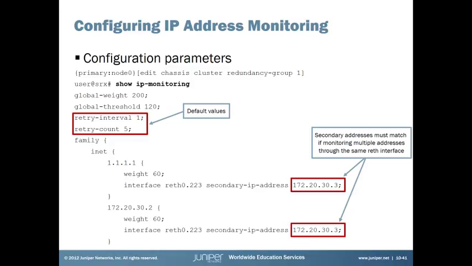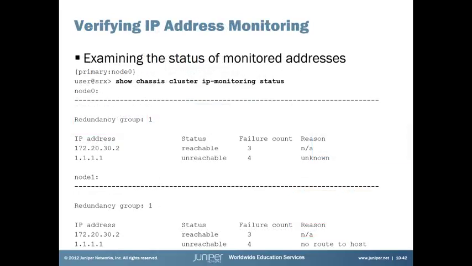So we've got the IP monitoring, global weight, global thresholds, retry intervals, and retry counts, which are the default values. If we're monitoring multiple addresses, here in this case 1.1.1.1 and 172.20.30.2, then if we're monitoring a second address, they have to be identical. Now we can look at the status of our addresses.